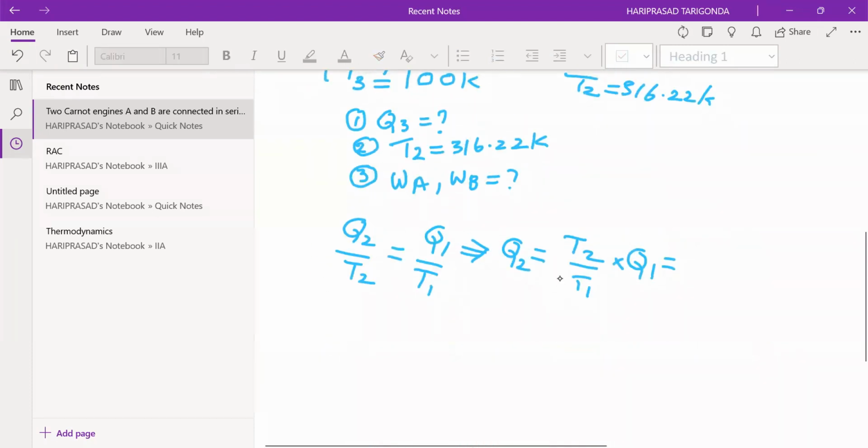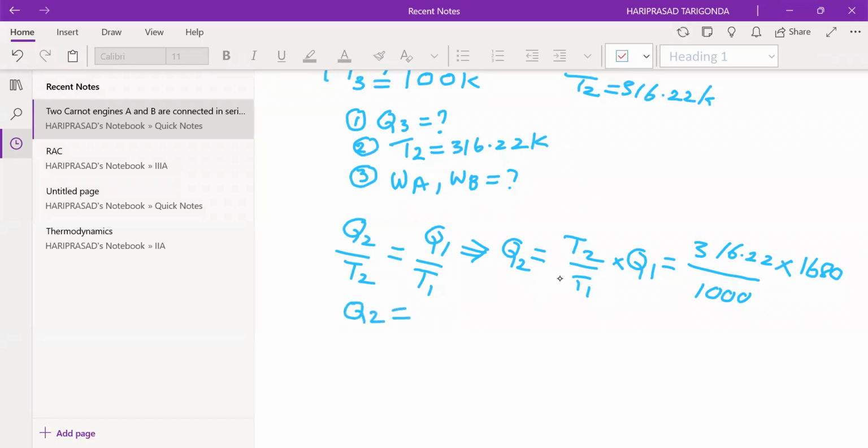T2 we have just calculated: 316.22, divided by T1, which is 1000, multiplied by Q1, which is 1680. You substitute, and you get the heat rejected by engine A. That is, Q2 will be 531.24 kilojoules. So I request all of you to cross check the value. I hope the value will be the same.